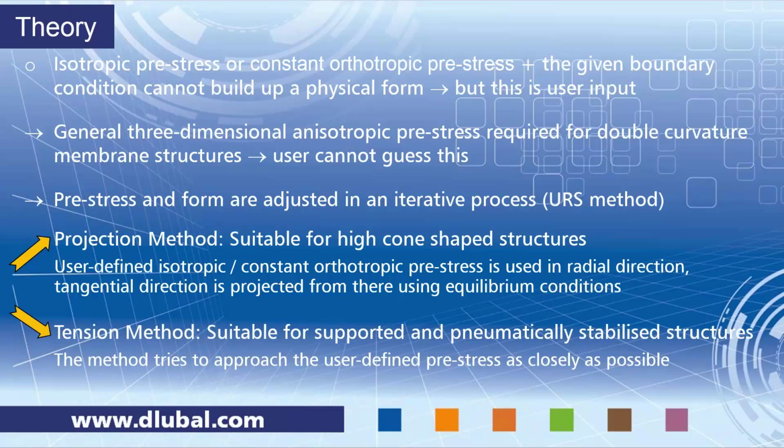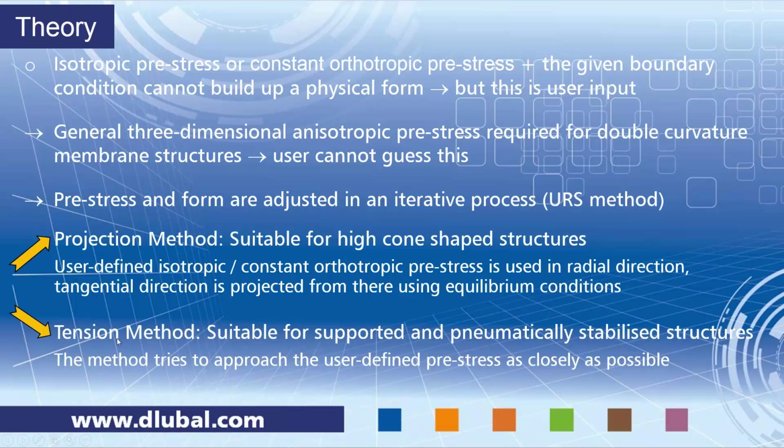So you only have your defined prestress at the bottom of the cone, but it will change a lot as you go higher up the cone, up to the far top. So here with the projection method, you cannot expect the prestress that you entered. It will be adjusted a lot.